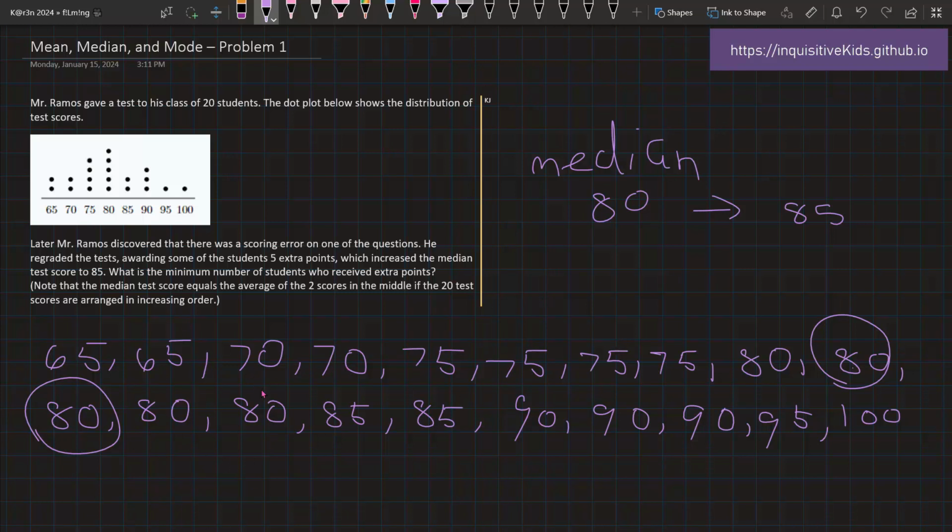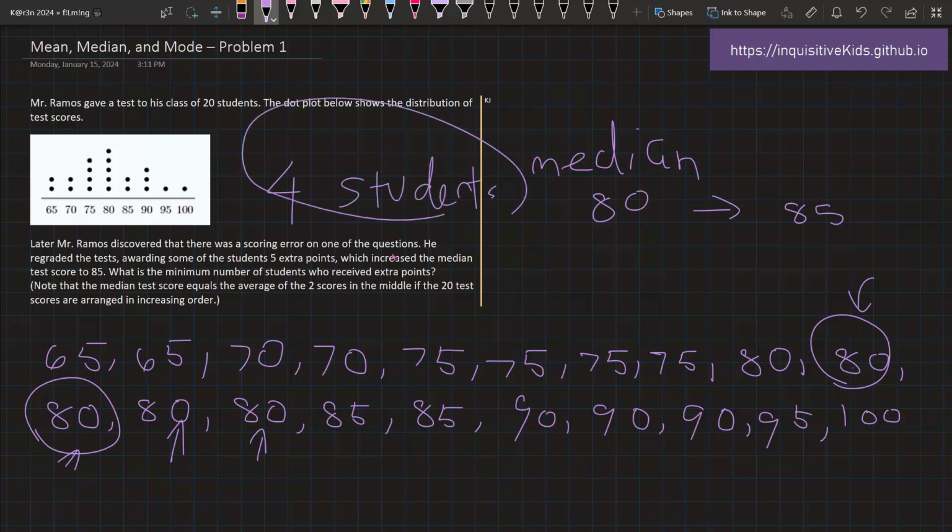So we're going to have to change this 80, this 80, this 80, and then just because we have to make sure that it is 85, not 83.5, we also have to change this 80 as well. So in all, the total number of points that will need to be changed is 4. So the minimum number of students who received extra points is 4 students. And that is how you solve this problem.